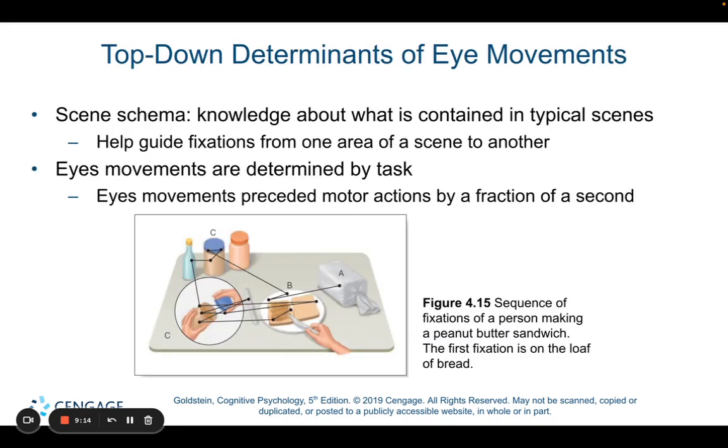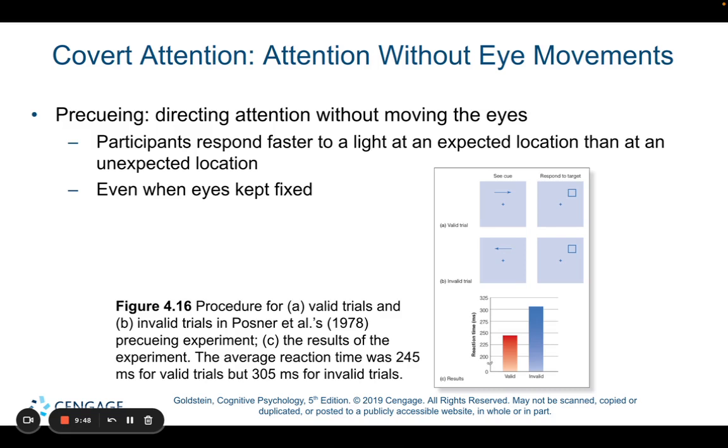Top-down determinants of eye movements are often based on your schemas. So those schemas are going to exist already in your mind, and they'll help you guide through or navigate whatever situation you're looking at. So in those top-down determinants, you might look at everything that exists in the environment around you. If you see the bread, then you know, okay, I'm fixated on the bread, and then I see these containers of peanut butter. I know that there's probably going to be a peanut butter sandwich that's being made.